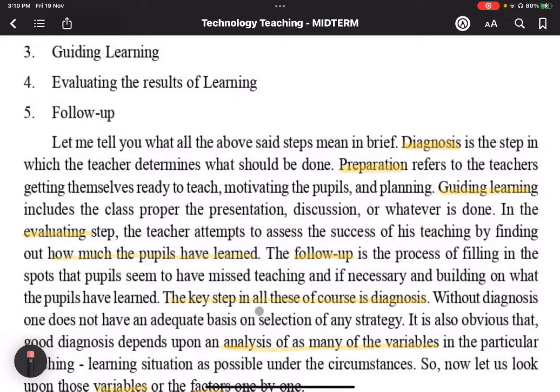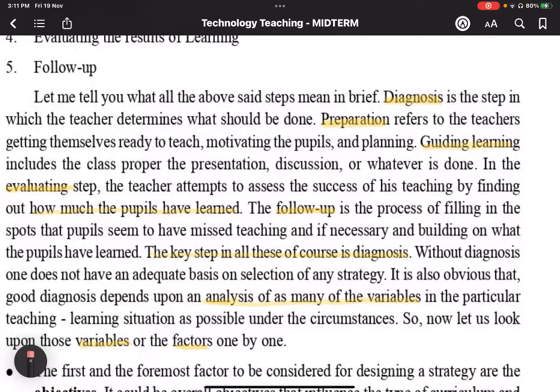The key step in all this, of course, is diagnosis. So without diagnosis kasi, hindi mo alam kung paano ka mag-prepare. Hindi mo alam kung paano ka mag-present. Hindi mo alam kung paano sila i-evaluate, no? So obviously, yung number one or yung first step ang pinakamahalaga sa kanila. Without diagnosis, one does not have an adequate basis for the selection of a strategy. So although nakadepende tayo sa diagnosis, still marami pa rin tayong variables na dapat i-take into account.